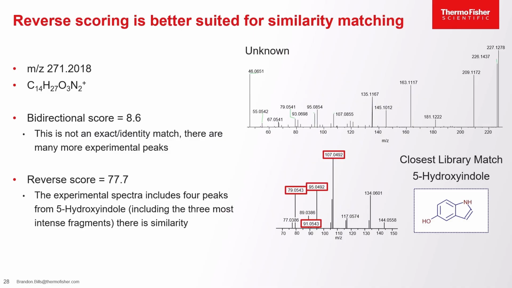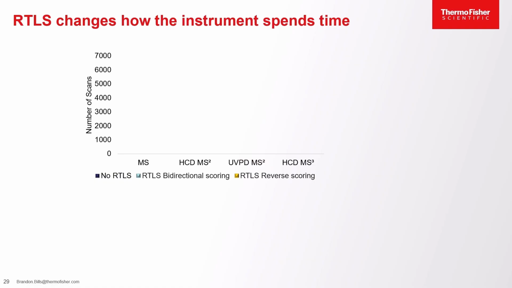With that in mind, let's take a look at how real-time library search changed the instrument's time spend. Now we've got at the bottom of this graph all the different scans that it's going to run throughout the method. We're going to split these scans into two categories. On the left, we have MS and data-dependent MS2. We're going to call those binding compounds. MS finds the precursors, and MS2 gives us the initial information to tell us, is this a likely indole-containing compound?